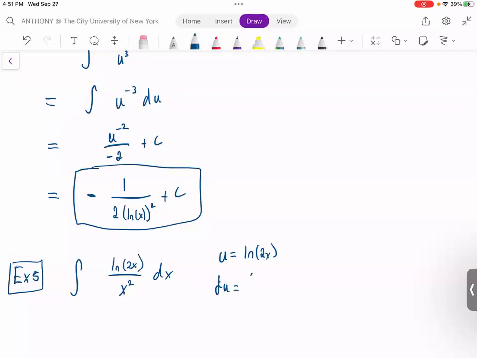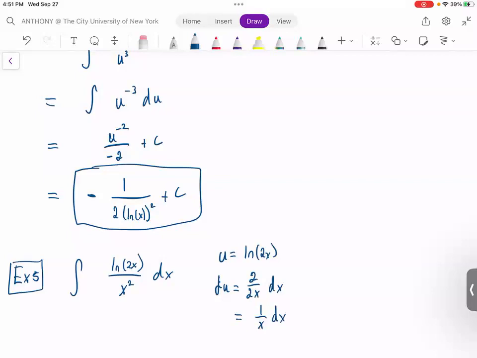Sorry, no, the derivative of 2x is not 2x, it's just 2. So it's going to be 2 over 2x dx. But you can simplify this, right? 2 over 2 is just 1 over x. So du simplified is 1 over x dx.